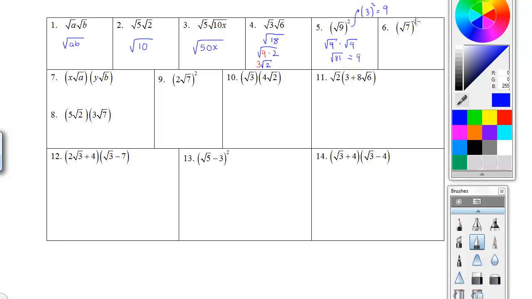Okay, so square root of 7 squared. Now I can't simplify the square root of 7, so I'll have to think of it as root 7 times root 7. And the square root of 7 times the square root of 7 is the square root of 49. And the square root of 49 is just 7. So there you go. There's 1 through 6.